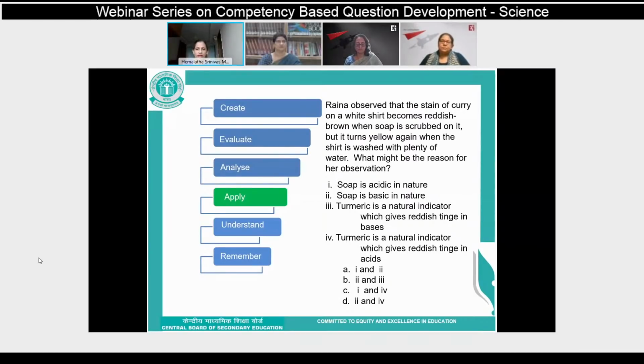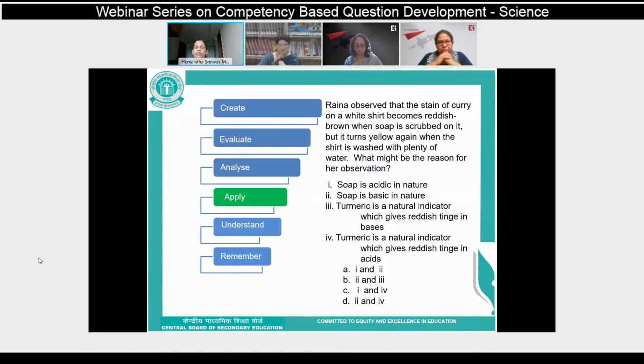Similarly, a question which requires students to clarify or illustrate a statement can be even more difficult to answer, but it can be pushed to the next level, that is the application level. In this application level, we are using a complex type MCQ. Reina observed that the stain of curry on a white shirt becomes reddish brown when soap is scrubbed on it, but it turns yellow again when the shirt is washed with plenty of water. What might be the reason for her observation?